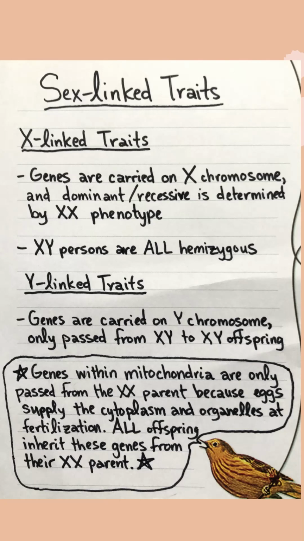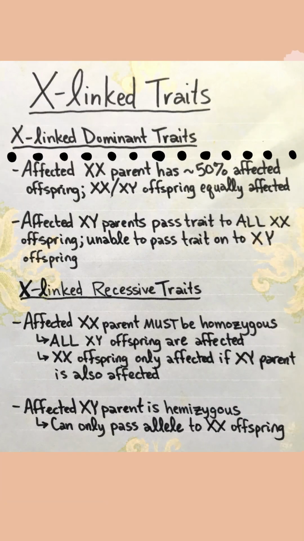Earlier I mentioned that the genes within your mitochondria have their own special pattern of inheritance. Remember, the XX parent is the one supplying the egg for fertilization. The egg supplies all of the cytoplasm and organelles, and therefore all of the mitochondria that you receive are from your XX parent. X-linked dominant genes are found on the X chromosome, and whether it's dominant or recessive is determined by the phenotype that it displays in an XX person.